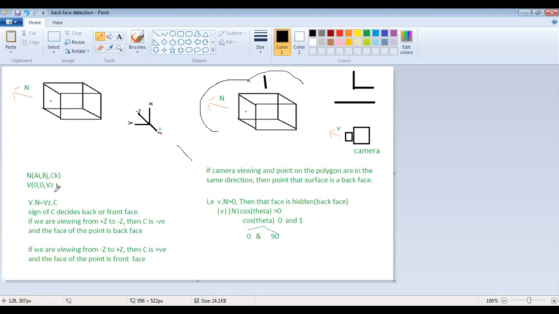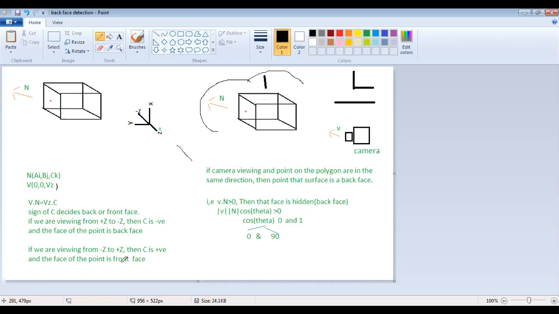Okay, right? So now let us come to this n. What will be the value of n? So n has some value of x, some value of y, some value of z. That I call ai, bj, ck. The x, y, and z values of the normal vector. Okay, fine.